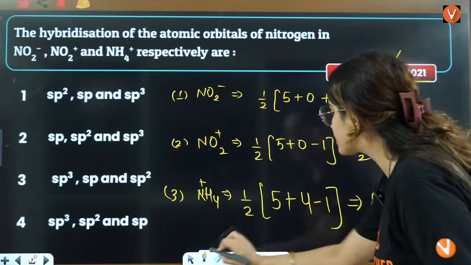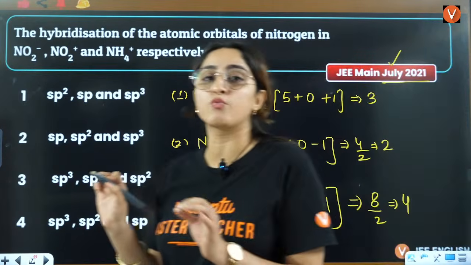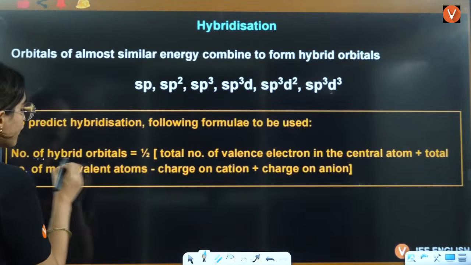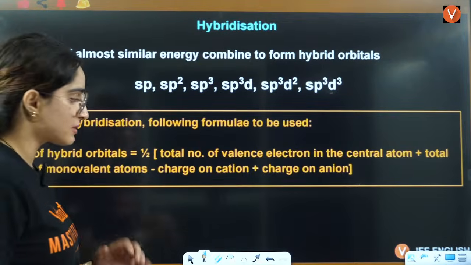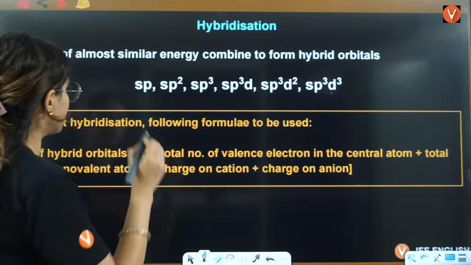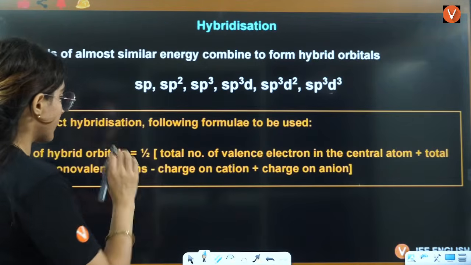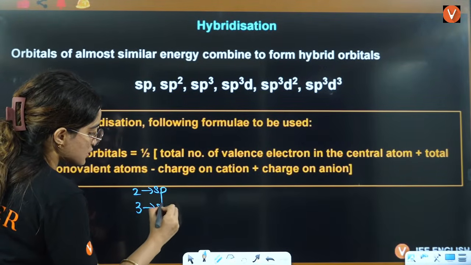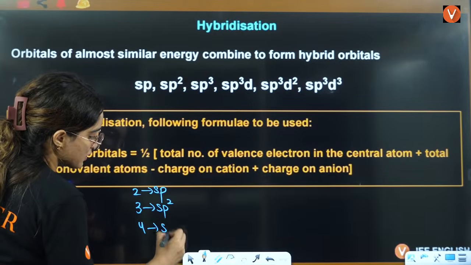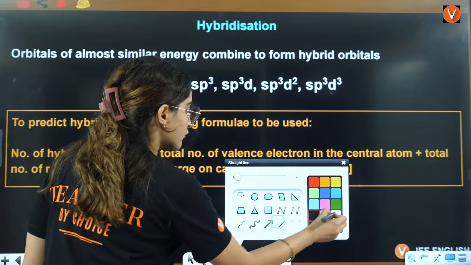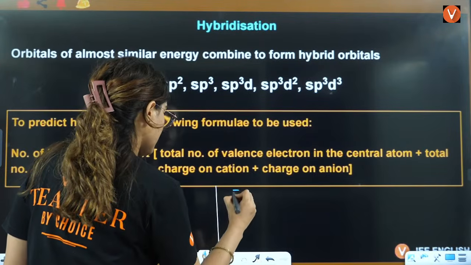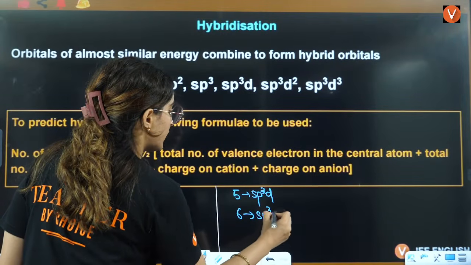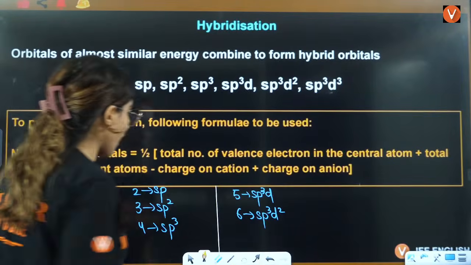Okay. So that is going to be the steric number. We call it the steric number, or the number of hybrid orbitals, right? Now remember this thing. If the steric number is 2, it is sp. If it is 3, it is sp2. If it is 4, it is sp3, right? Then if the steric number is 5, it is sp3d. If it is 6, it is sp3d2. That's it. This is all you have to remember.